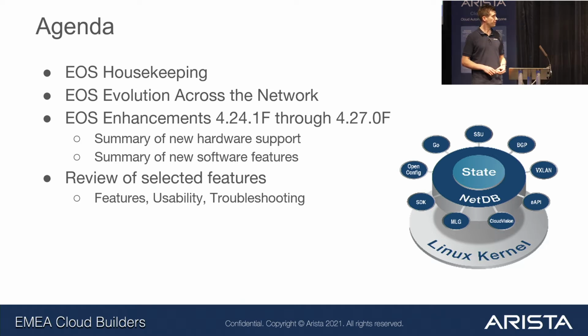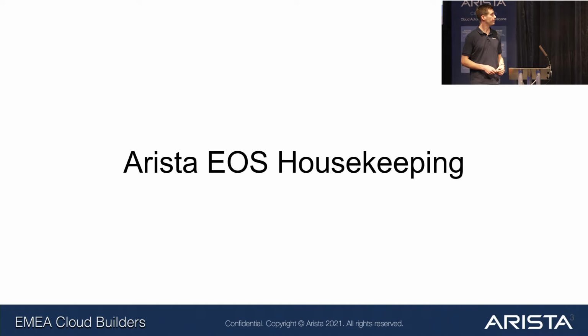And then to carry on from our last session, which is around Q2 last year, the features that we put in since then. So we're going from EOS 4.24.1F to 4.27.0. Again, if you know EOS and you're familiar with the versions, that will ring a bell. And then covering off hardware, software, and then reviewing a few of the useful features as well, and going into a bit of a deep dive on those too.